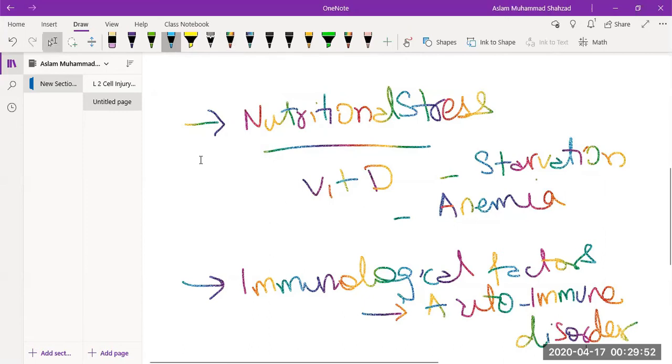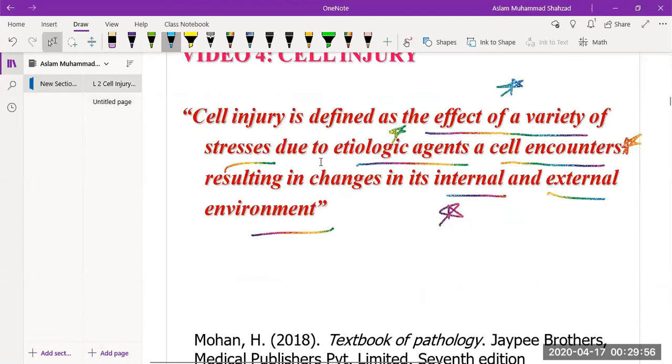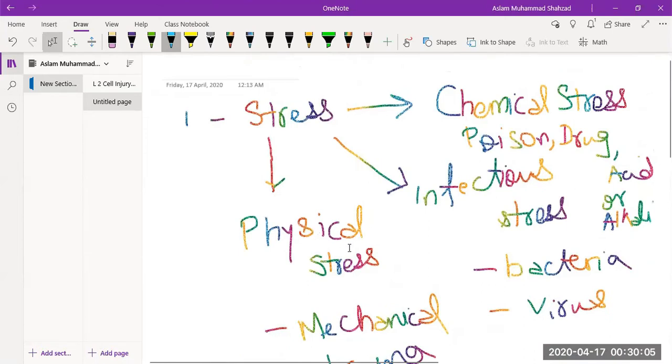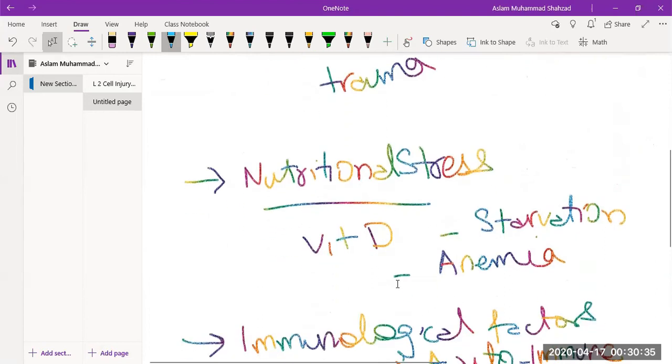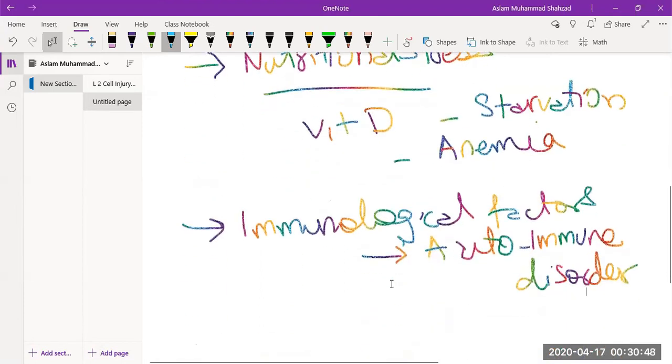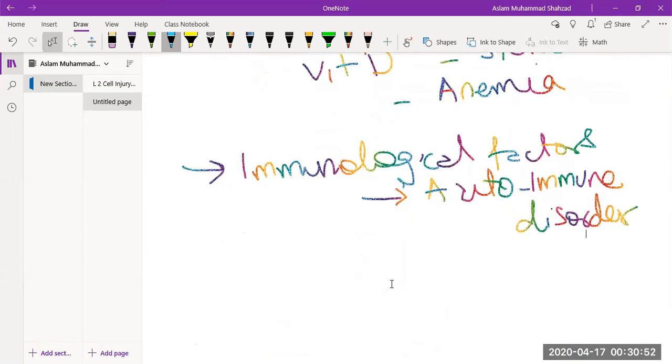So, going back to the definition again, we're talking first about the variety of stresses. The stresses could be physical stress, mechanical stress, then we have chemical stress such as poison, drugs, acid, or alkali, or we have infectious stress like bacteria such as E. coli, Staphylococcus bacteria, Streptococcus bacteria. We will discuss them later on. Or viruses. Right now we have the problem of COVID-19, coronavirus is a virus. So they are all kinds of stresses. Then we have other kinds of stress like nutritional stress, like vitamins, or a patient is anemic, starvation. Then immunological factors such as autoimmune disorders. We will discuss them in detail later on.